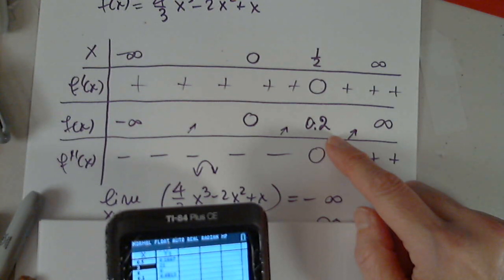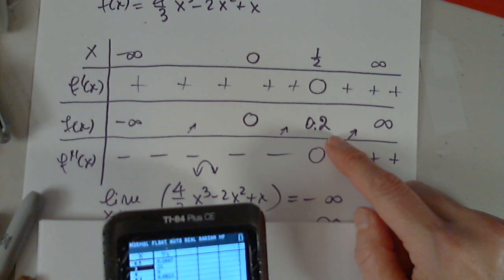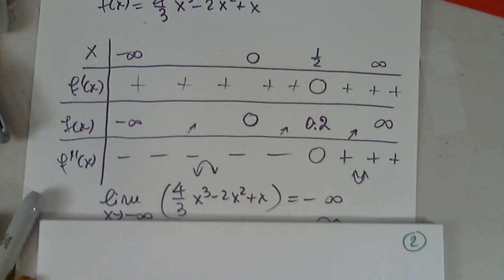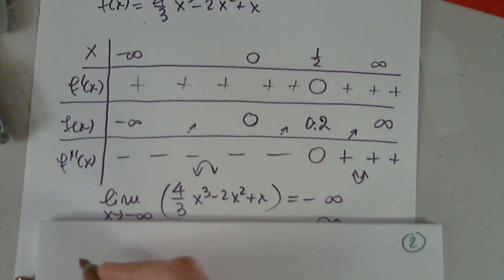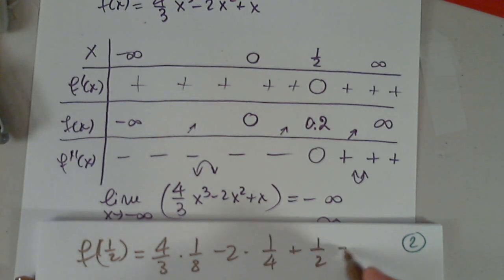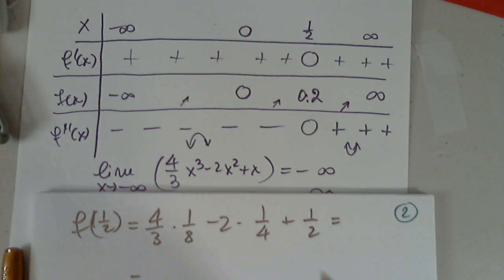Even when I do it manually by hand, I also get 1/6. You say 1/6 or you say 1.6? 1/6. Okay, let me do it by hand to show you what it is. So f of 1/2 is 4/3 times 1/8. Is that okay? Yeah. Minus 2 times 1/4. Is that okay? Yeah. And plus 1/2. Yeah. Okay. So obviously this is 24.